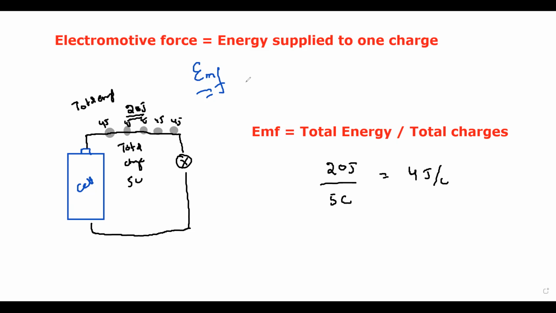And what is EMF? EMF means how much energy is carried, or how much energy is supplied to one charge. Because one charge is carrying 4 joules, we can say the electromotive force, or EMF, is equal to 4 joules per coulomb, or we can also say 4 volts.